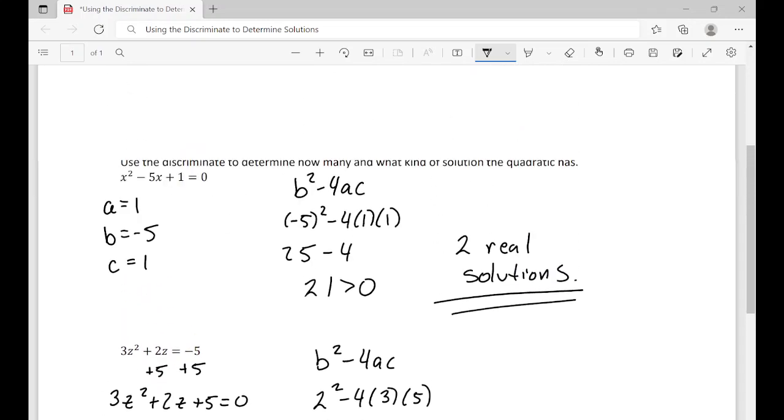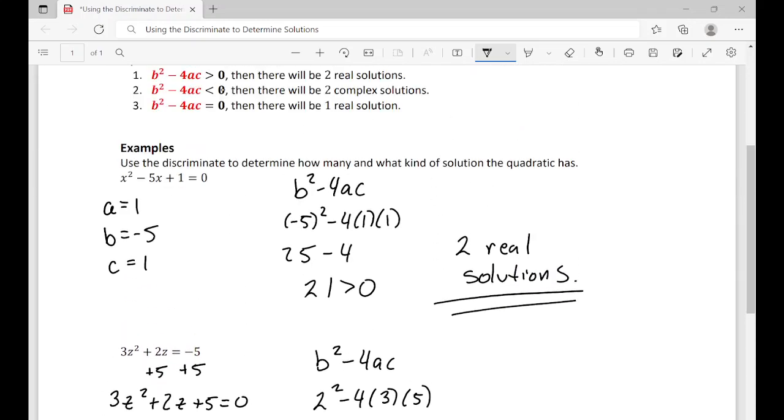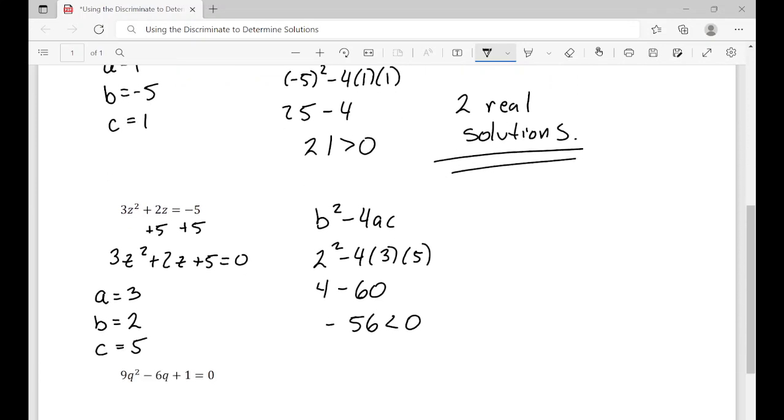And if I am less than 0, there are two complex solutions. So this will have two complex solutions.